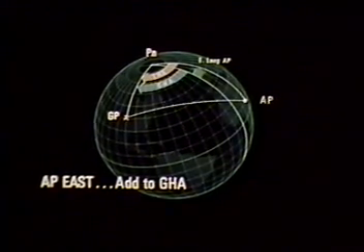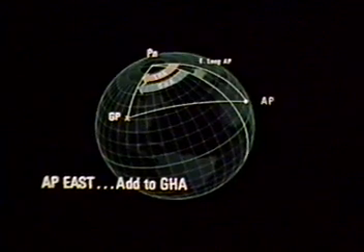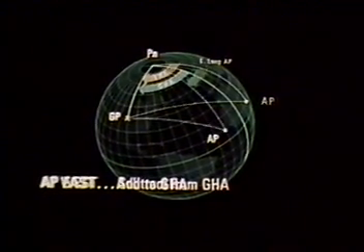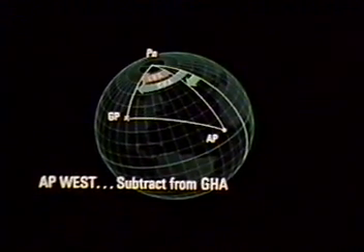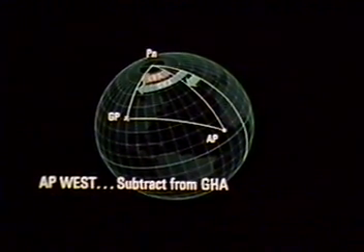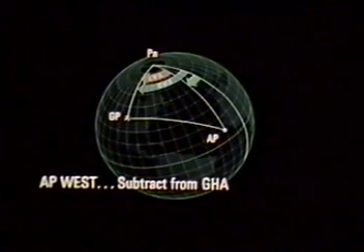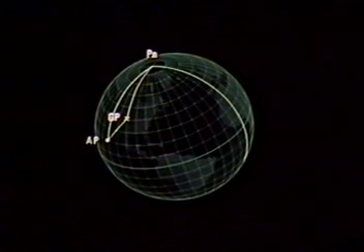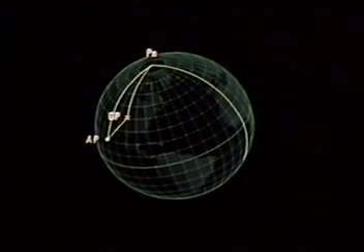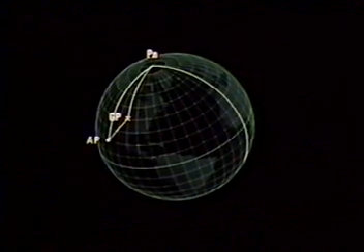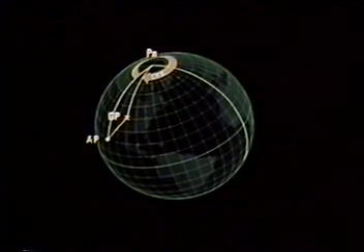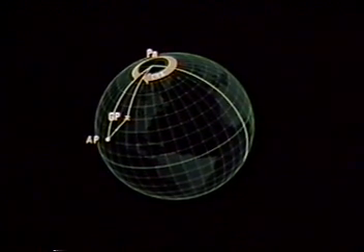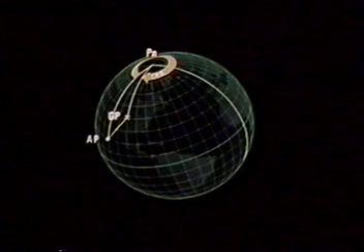So if your AP is east longitude, you add the longitude to GHA to get LHA. If it is west longitude, you subtract longitude from GHA to get the LHA of the body. However, in this west longitude situation, where the AP is west of the observed celestial body, LHA is this angle. Remember, LHA is always measured westerly 360 degrees.